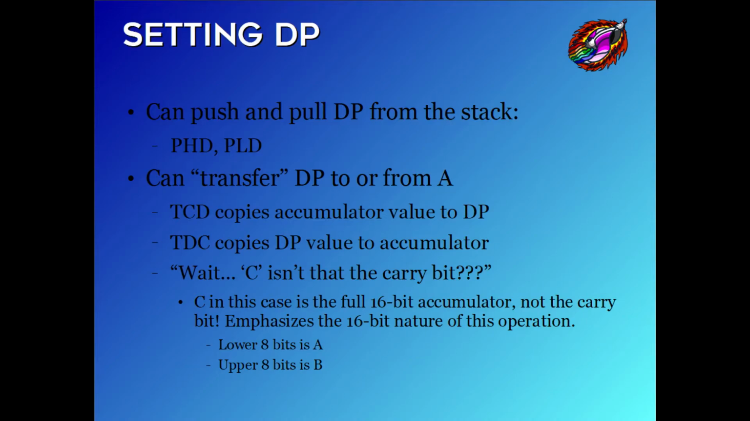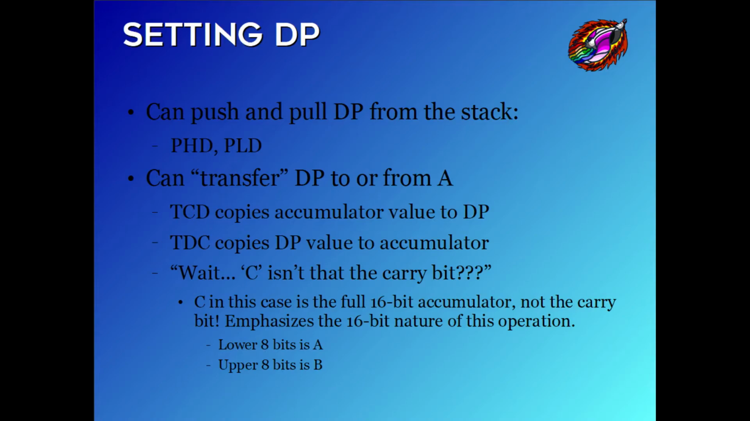Now, you might have noticed that it's referring to C and not A here, even though we're talking about the accumulator. That's potentially a little confusing, because it might seem like they're talking about the carry bit. Well, no, they're really talking about the accumulator, and they're using a nomenclature here where when you are dealing with a 16-bit accumulator, because again, the direct page register is 16 bits wide, so your accumulator has to be 16 bits wide for this as well.